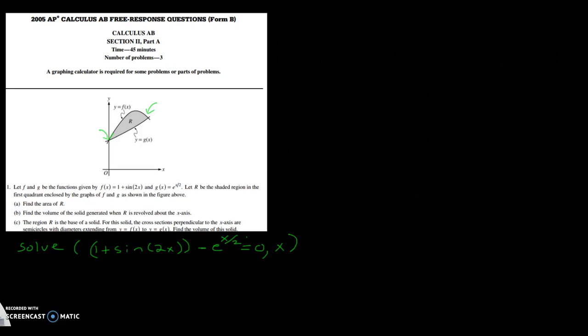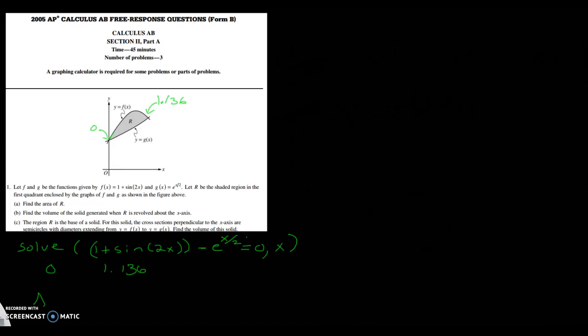So I believe when you do this, you're going to get a bunch of numbers. The ones that we're looking for are 0, and the other one that we're looking for is 1.13569, so 1.136. So that's where it intersects. So let me put that up there. 1.136. And this is 0.